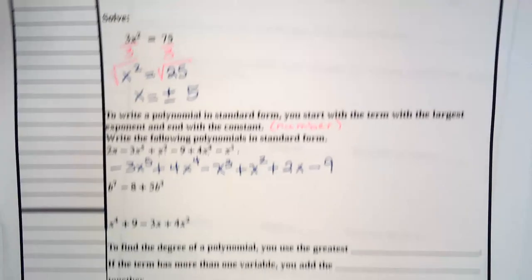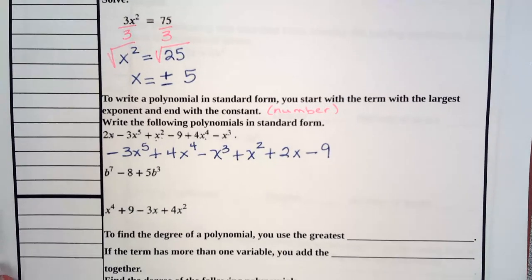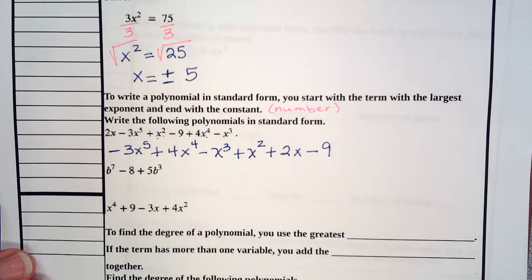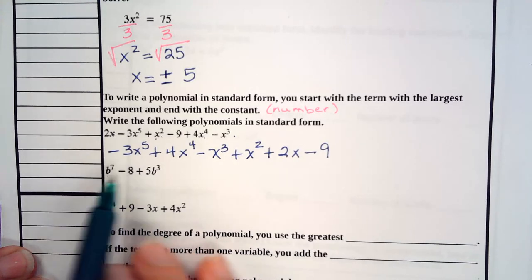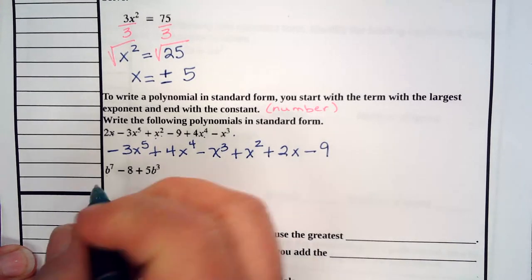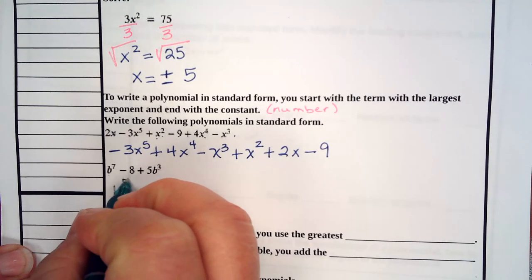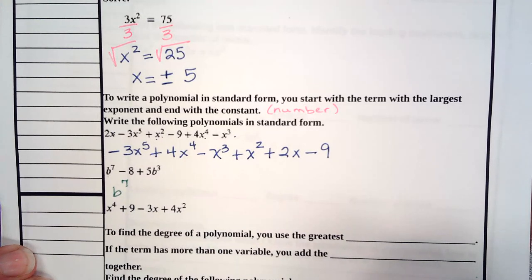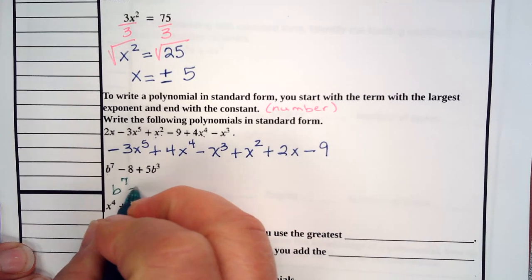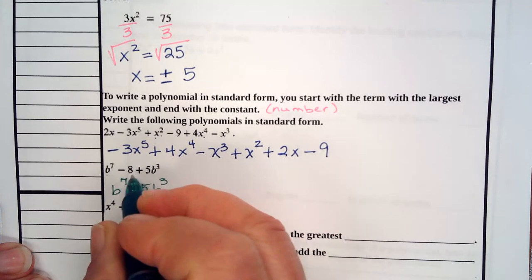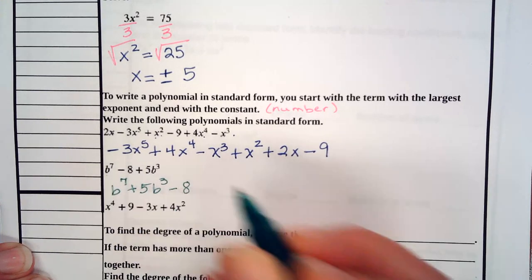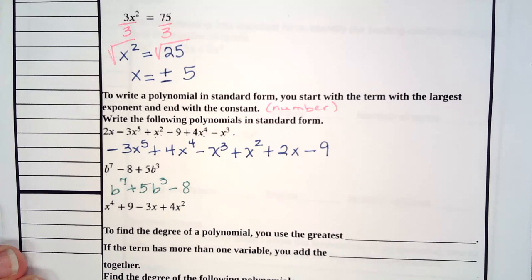Okay, pause the video. Can you do the next one on your own? I've got a b to the 7th, and I've got a b to the 3rd. So b to the 7th will be the first term, plus 5b to the 3rd, then minus 8. You always end with that number.